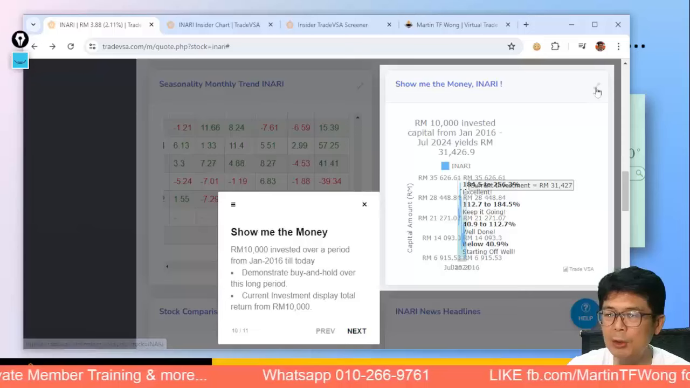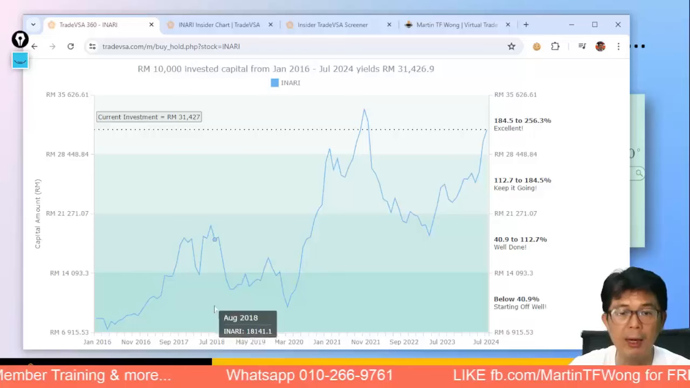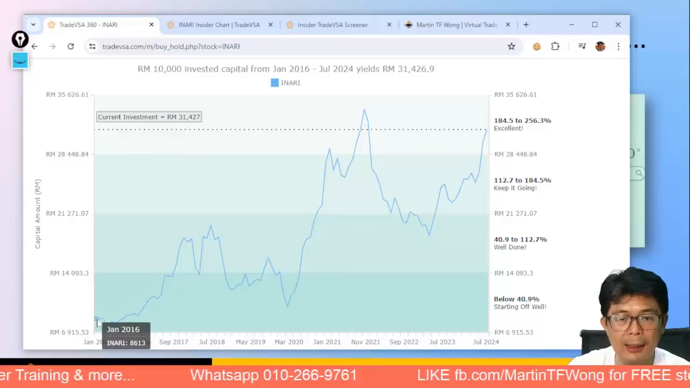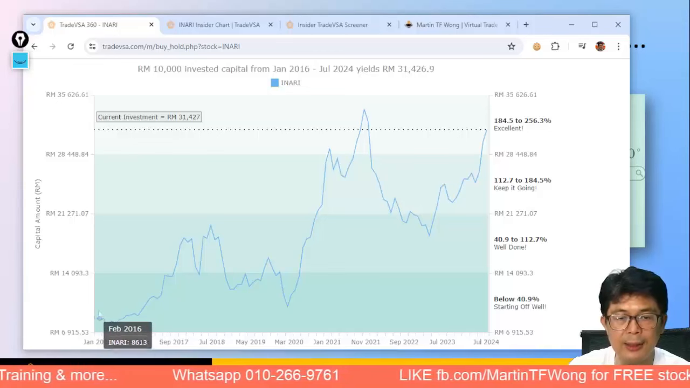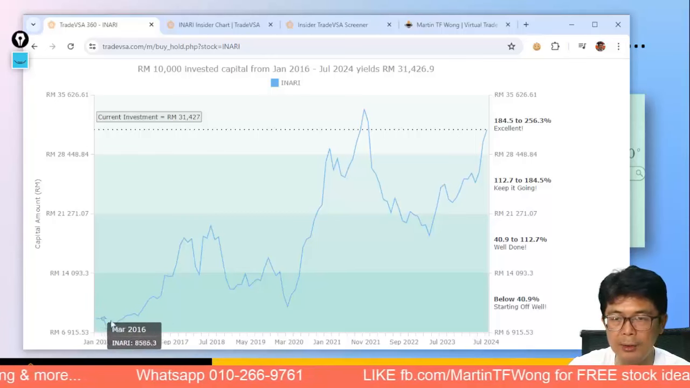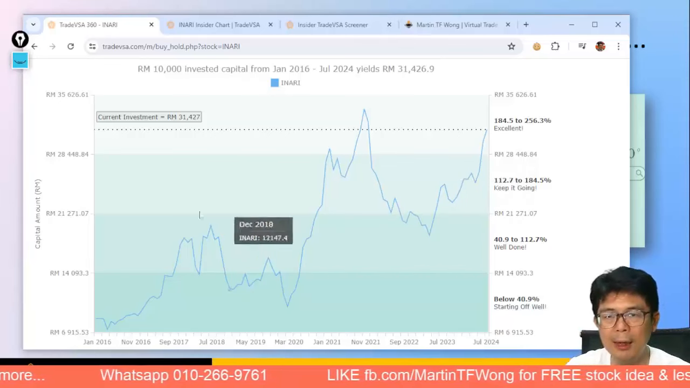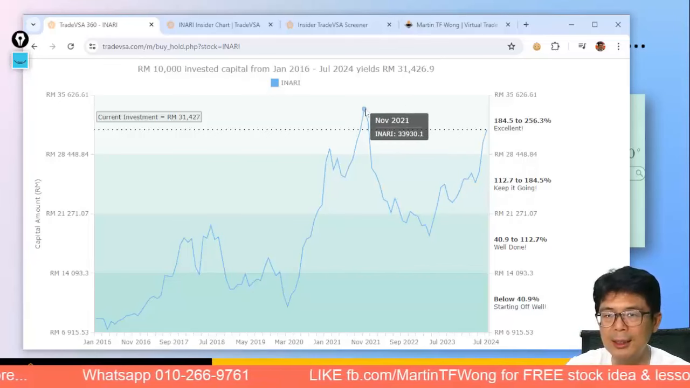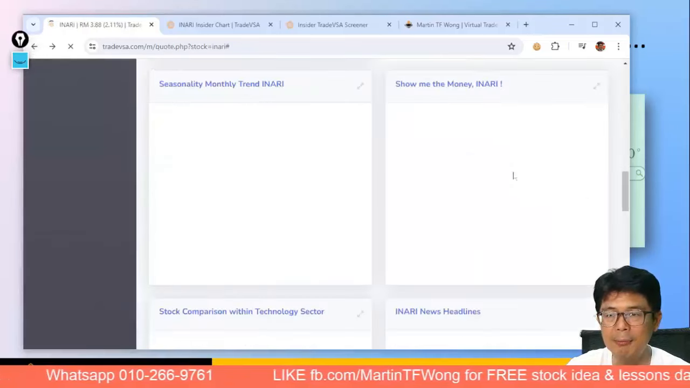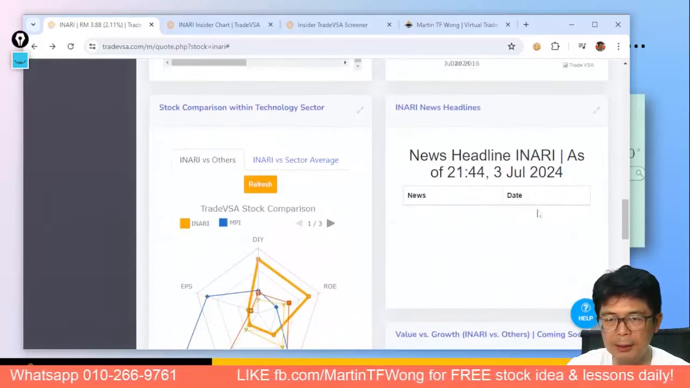Next is to show you the money. You can't see it, so you need to open it up here. So if you buy and hold 10,000 ringgit, started back in January 16, which is somewhere around here. Of course, the market did dip lower, and you will see right now you're up almost at 31,000. Okay, 31,000 being held. Of course, the highest we hit was November 2021, but we're coming back there. So the market is coming back, and it's going to be interesting to see how well this market will do.